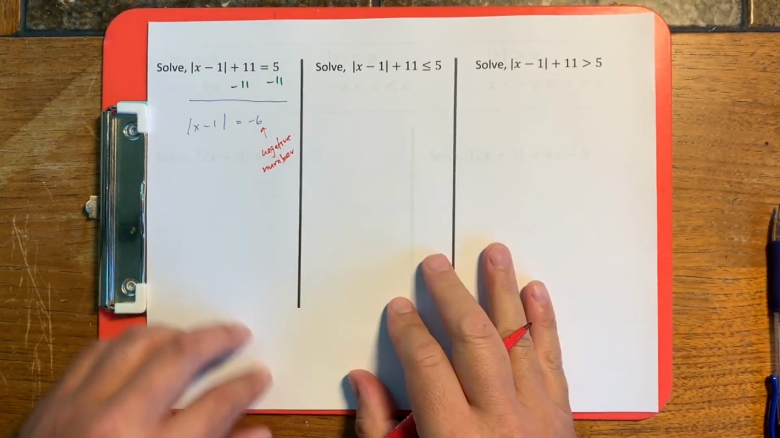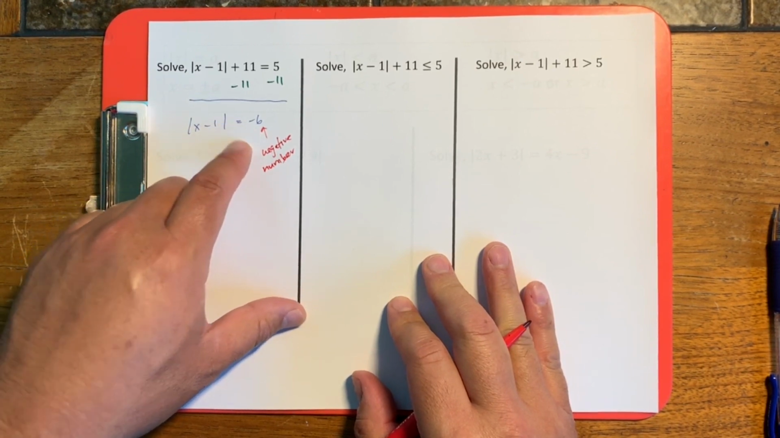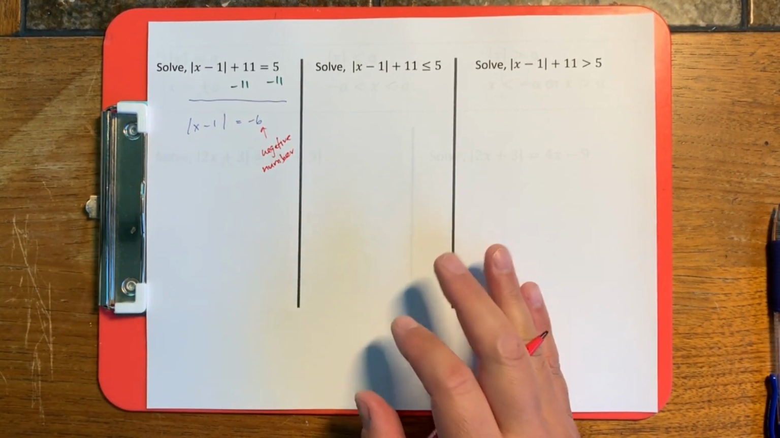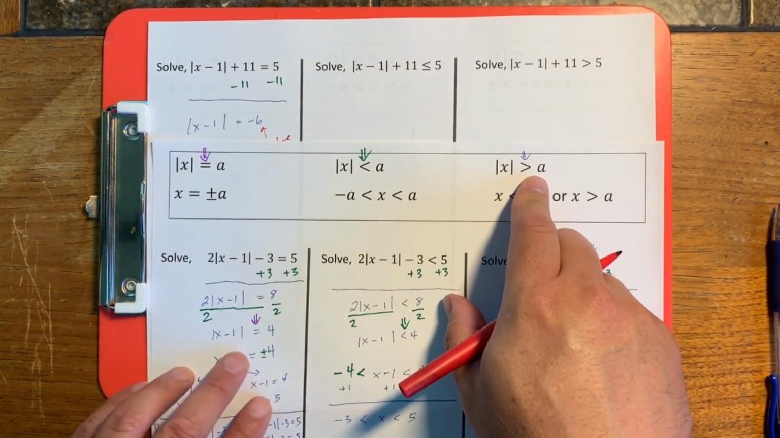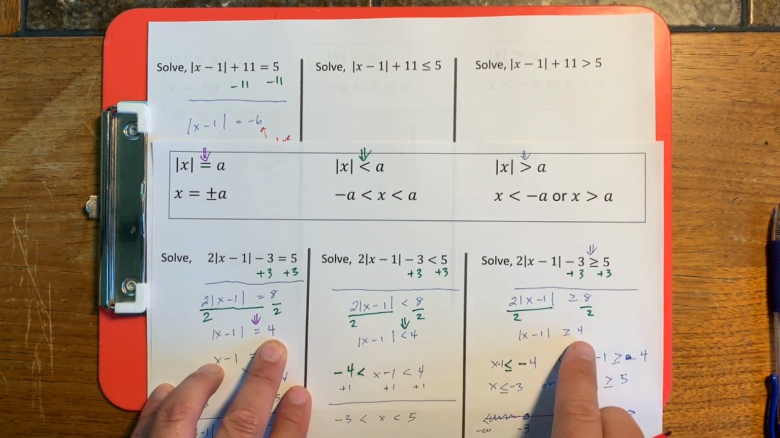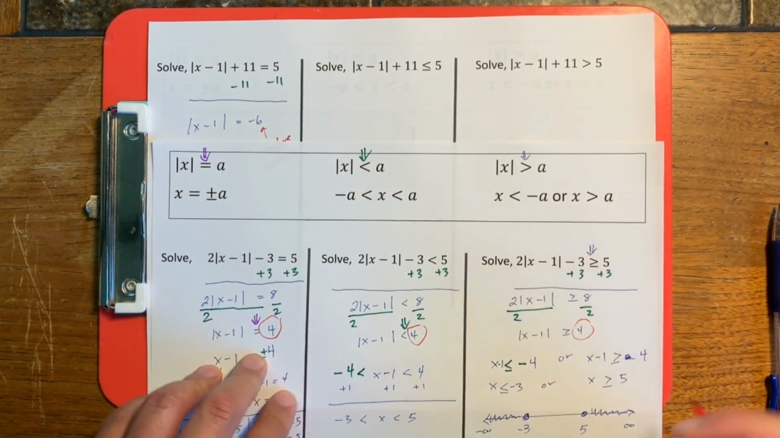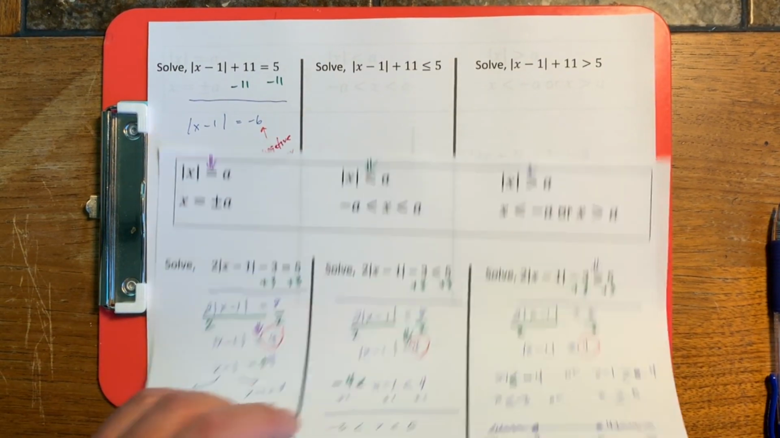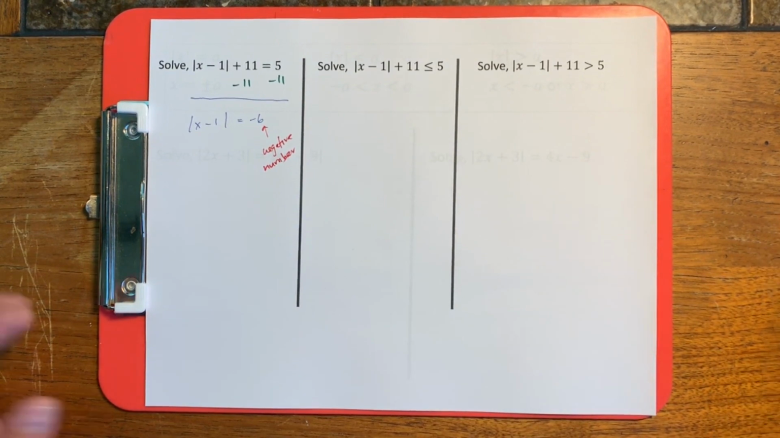In the previous problems, whenever we isolated, we had a positive number, so we can use one of the equal, less than, or greater than rules. Every time we isolated, we had a positive number here, here, and here. That's why we kept moving on. Over here, we have a negative number, so we have to stop and we have to use logic.